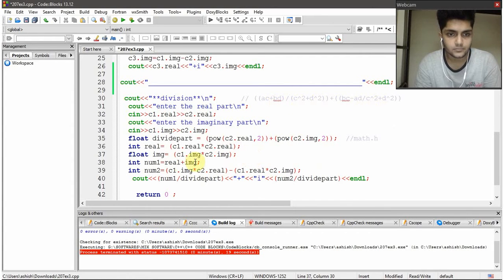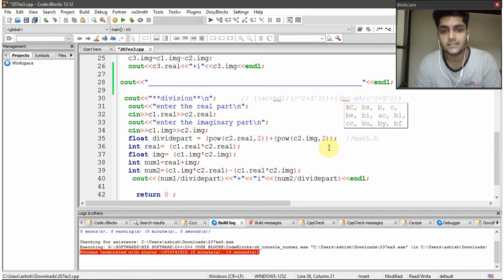And then for the first numerator part, this num1 is the numerator 1. In this I'm going to add this real and imaginary part, that is ac plus bd, and then in the second I'm directly going to assign this product and subtraction, that is c1.imaginary into c2.real minus c1.real into c2.imaginary. As you can see, it will give this bc minus ad.